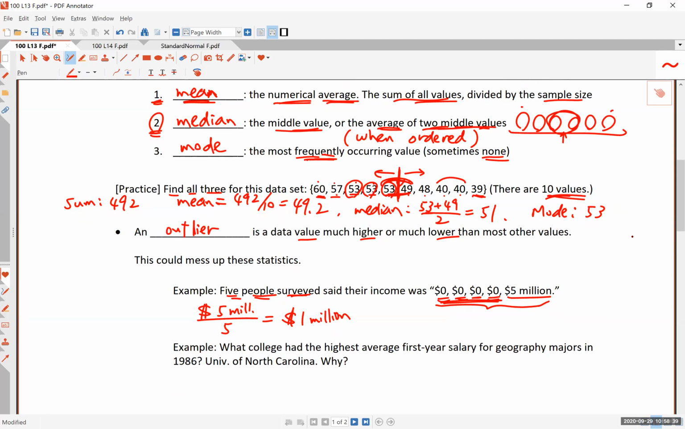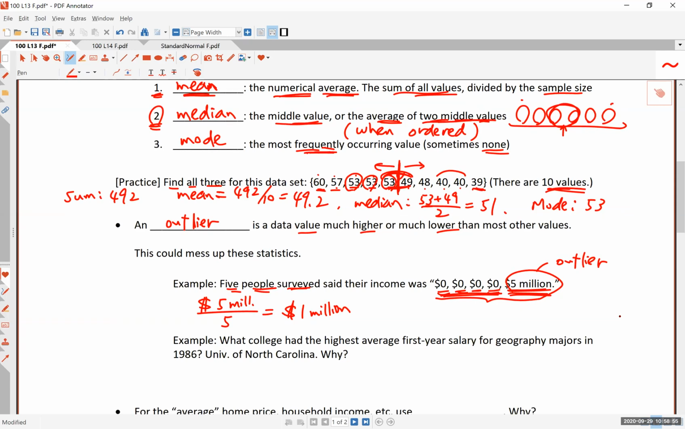And so the mean may not be a good measure of central tendency if you have an outlier like this. Okay. Basically, this one number is changing things tremendously. If this person wasn't there, the average would be 0. But because of this one outlier, the mean turns out to be 1 million. All right, so that would be a problem.